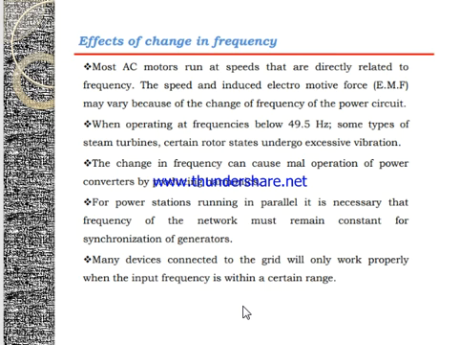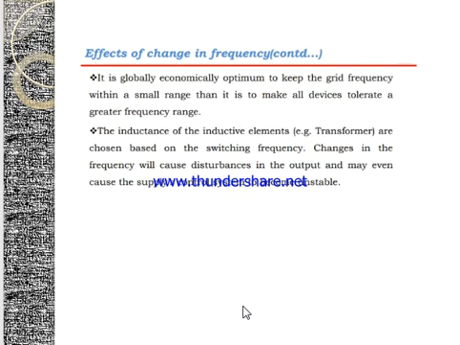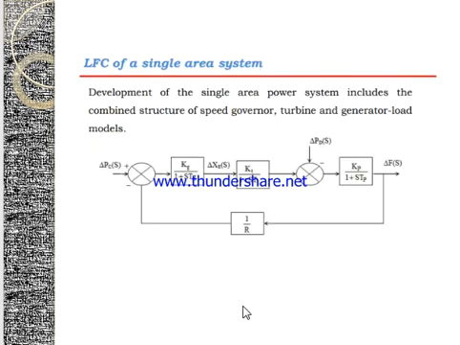Many devices connected to the grid will only work properly if the input frequency is within the specified range. So obviously if there is a change in frequency, it is globally and economically optimum to keep the grid frequency within a smaller range unless it is going to cause a greater problem. The inductance of the inductive elements is chosen based upon the switching frequency, so this obviously causes a disturbance effectively.